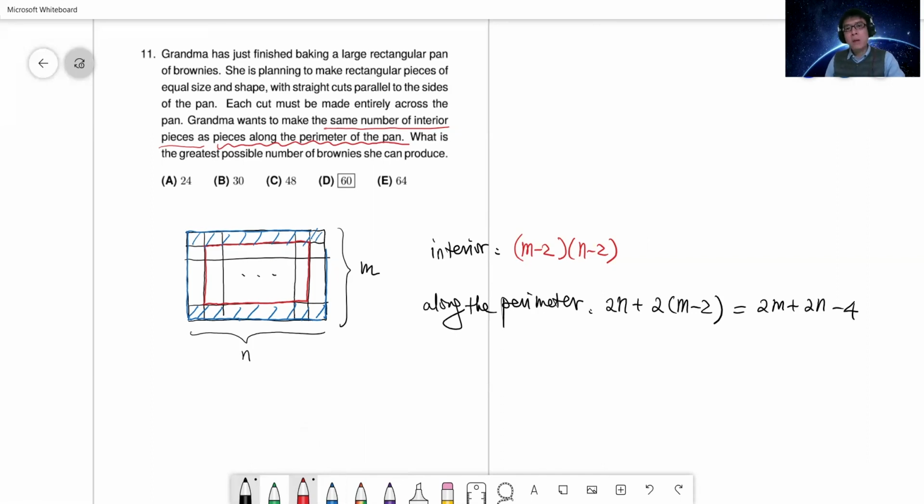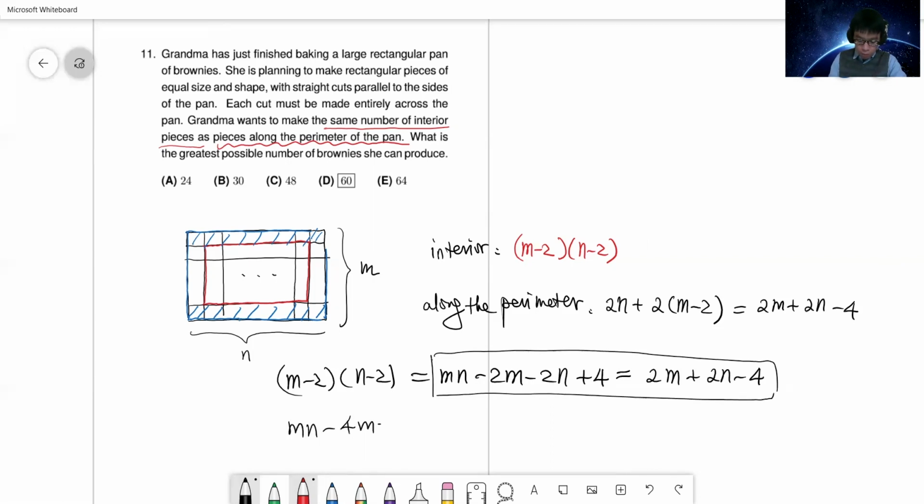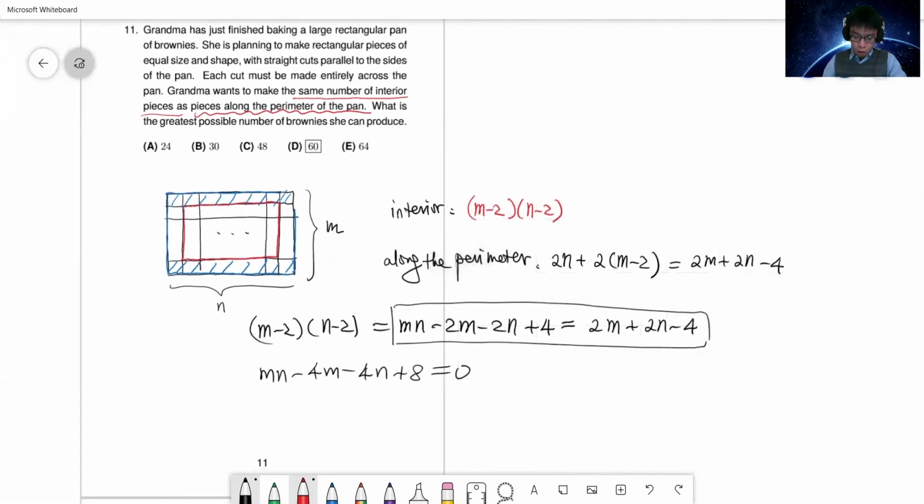So we require these two numbers to be equal. m minus 2 times n minus 2 equals mn minus 2m minus 2n plus 4. We require this to be equal to 2m plus 2n minus 4. That means mn minus 4m minus 4n plus 8 equals 0. So we can factor this into m minus 4 times n minus 4 equals 8.